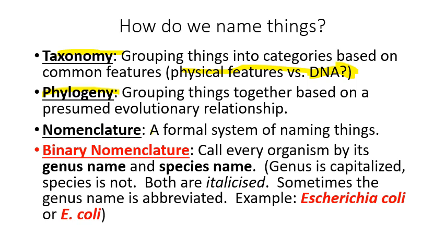Nomenclature is a formal way of naming things, and the way we name things in biology is we use what's known as a binary nomenclature. The word binary means two, and nomenclature means a formal way of naming things. So every living thing on Earth we give two names. One name is the genus name, right? Which genus does a particular organism belong to? And we capitalize the genus. And then the species name is specific to that particular organism.